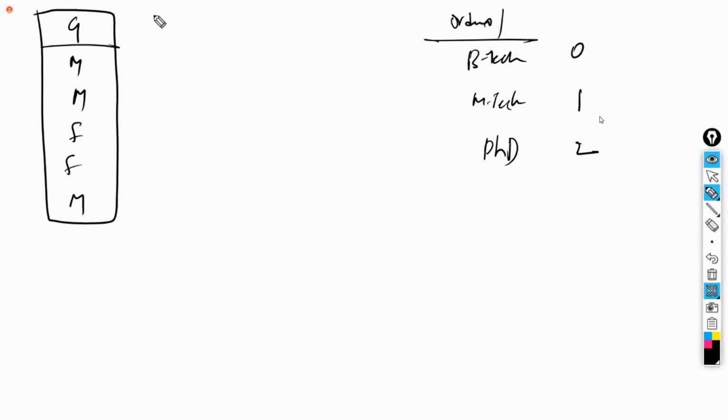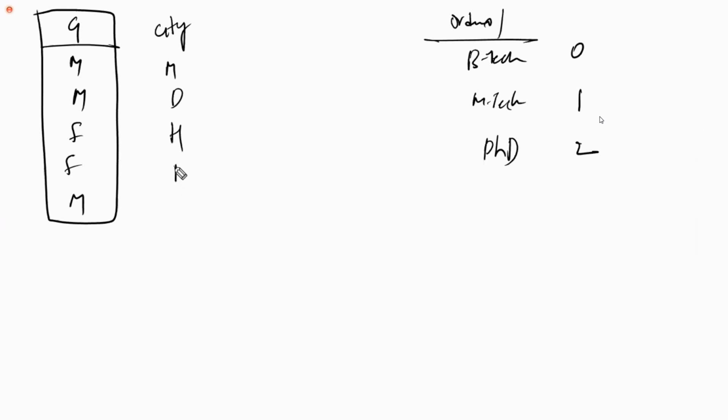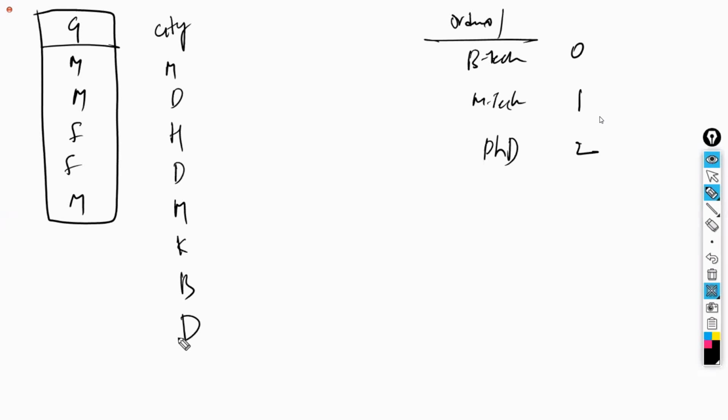For example, you have city names: Mumbai, Delhi, Hyderabad, Delhi, Mumbai, Kolkata, Bangalore, Delhi. Now here you have given Mumbai 0, Delhi 1, Hyderabad 2, Delhi 1, Mumbai 0, Kolkata a new number 3, Bangalore 4, Delhi already 1. If you give it like this, it will understand that Bangalore has high importance.